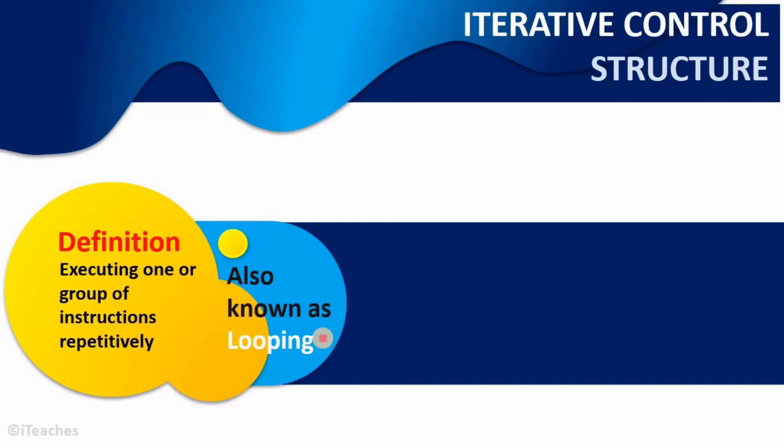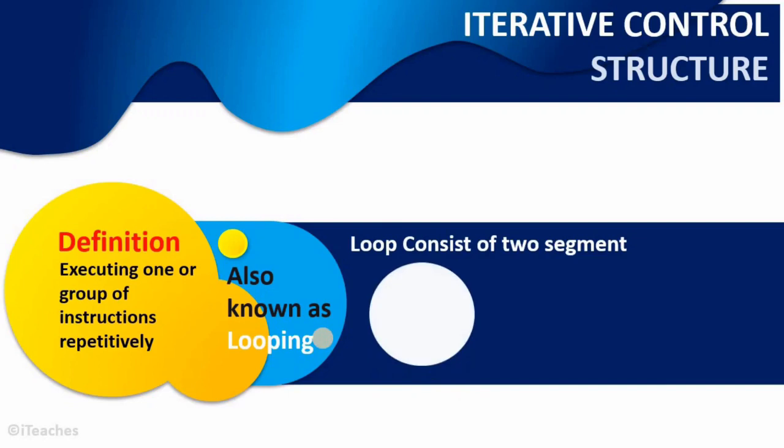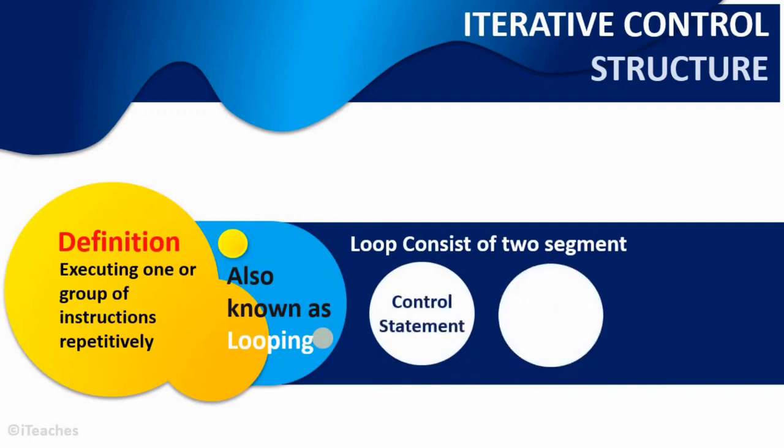Now see, a loop consists of two segments. What are those two segments? The first one is the control statement and the second one is the body of the loop. So basically, a loop consists of two parts: one is the control statement, another one is the body of the loop. We will look at these topics later on in detail.